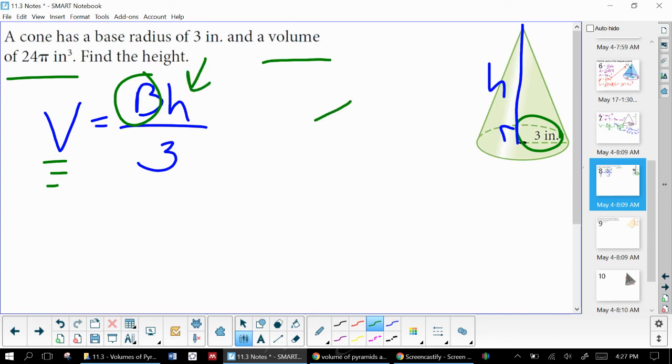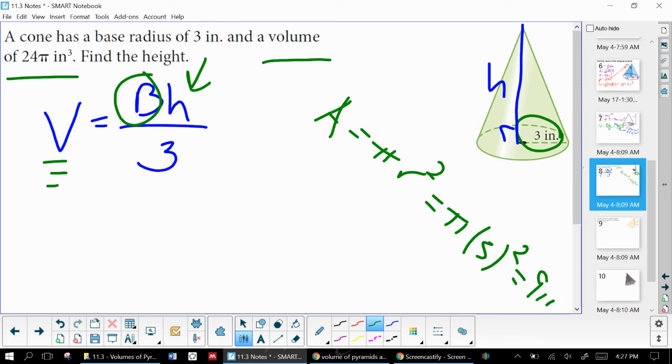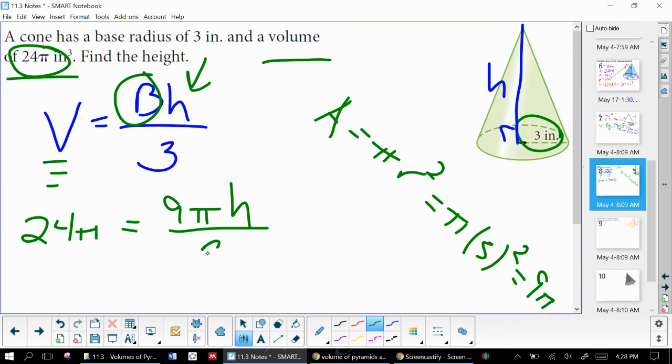So we'll start off by finding the area of the base. It's actually the same as the one we just did. So pi r squared equals pi times 3 squared, which is 9 pi. And so now I'm just going to plug in what I know. The volume is 24 pi. You'll notice that the pi is in there, so I'm leaving it. The area of the base is 9 pi. We don't know the height, and we divide by 3.